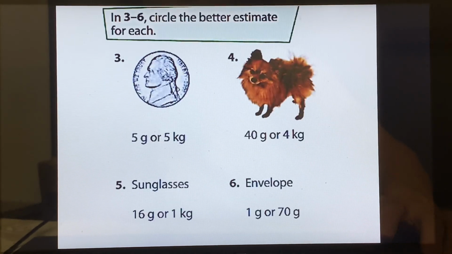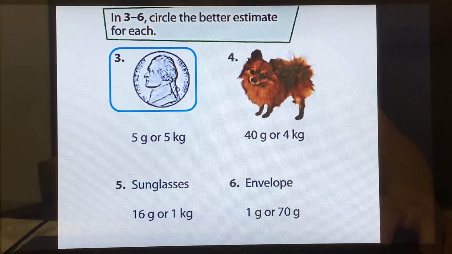We'll skip question 2. Let's move on to question 3. In question 3 through 6, circle the better estimate for each. Question 3 is a coin. What's a better estimate for the mass of a coin? 5 grams or 5 kilograms? 5 grams. Did you get it right?